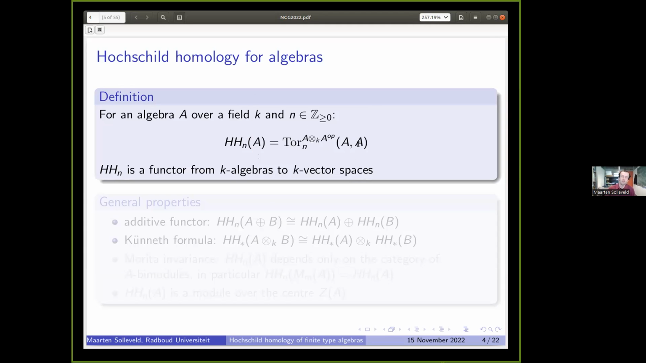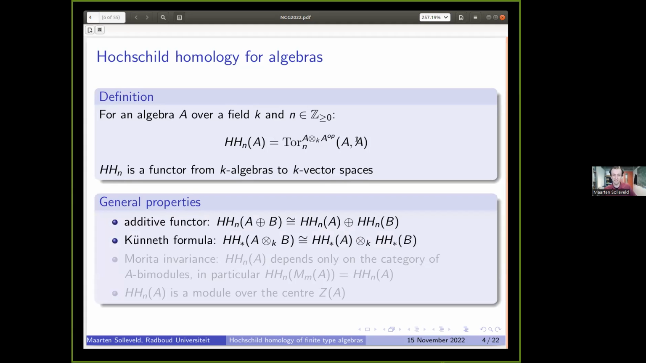If you look in the literature, there are also definitions in terms of an explicit differential complex, which you can write down with an explicit differential, and it's just the homology of this complex. But the complex is usually chosen in such a way that this is what it computes. If you define it in this way, then some properties are rather straightforward. The fact that this is an additive functor follows more or less directly from this definition. And you also have a Künneth formula.